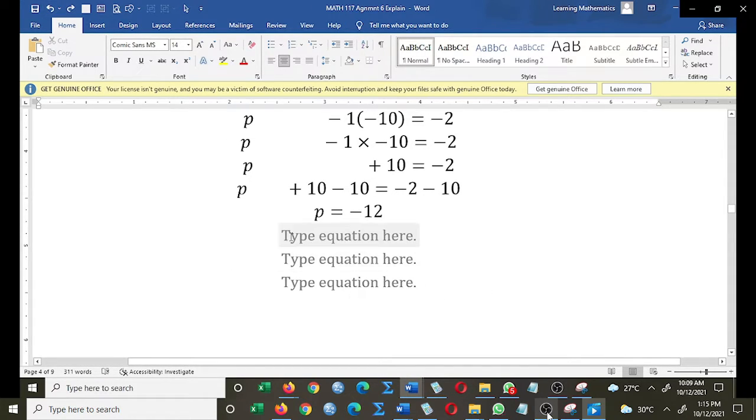I'm going to ask a question. That's negative 2, and you see a negative 10. How else can you say that?